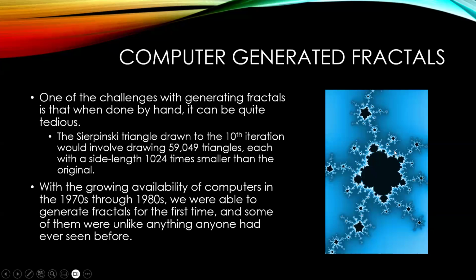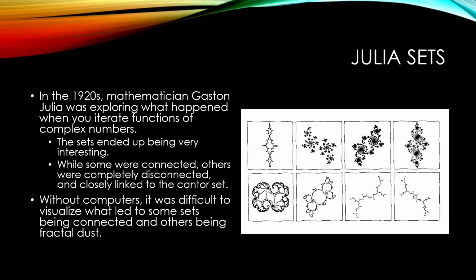Case in point, this one over here is a multibro. We'll talk about that in a little bit. Some of the earliest ones were the Julia sets, and these date back to the 1920s. In the 1920s, mathematician Gaston Julia was exploring what happened when you iterate functions of complex numbers. The sets ended up being very interesting and kind of weird. We can see what they look like here, and this is them being drawn by hand, I think. We'll pretend. While some were connected, others were completely disconnected and closely linked to the Cantor set.